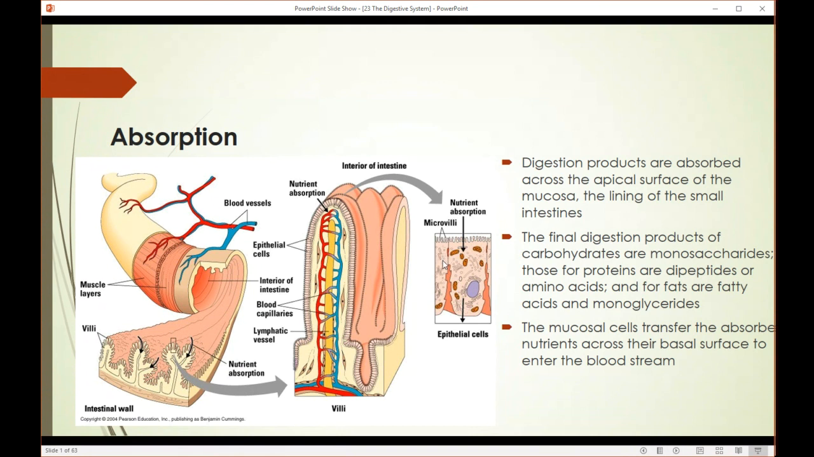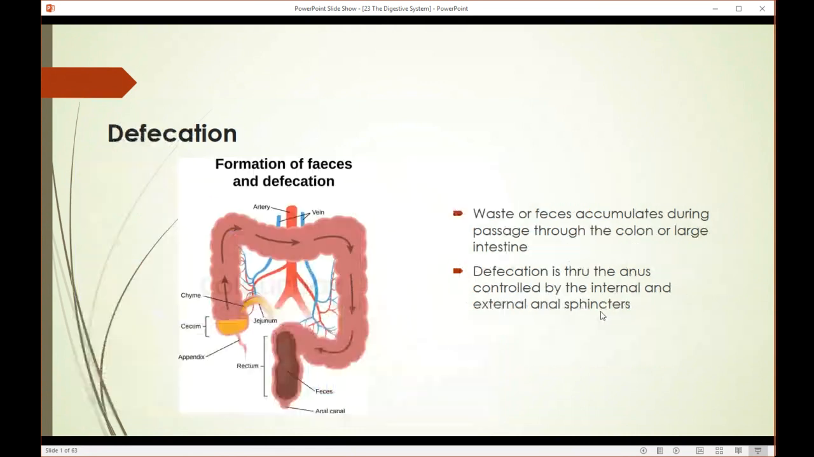And our final digestive products, like for carbohydrates, are going to be monosaccharides. Remember that prefix mono means one, saccharide means sugar. So it's a single sugar, really small. Proteins we can digest as dipeptides or absorb as dipeptides. Di means 2. Or amino acids. And fats, we're going to get fatty acid chains and monoglycerides.